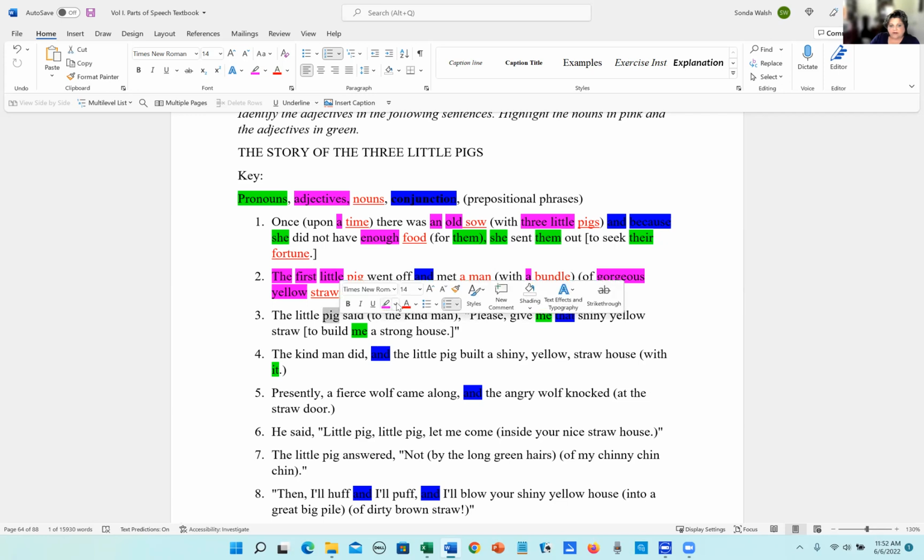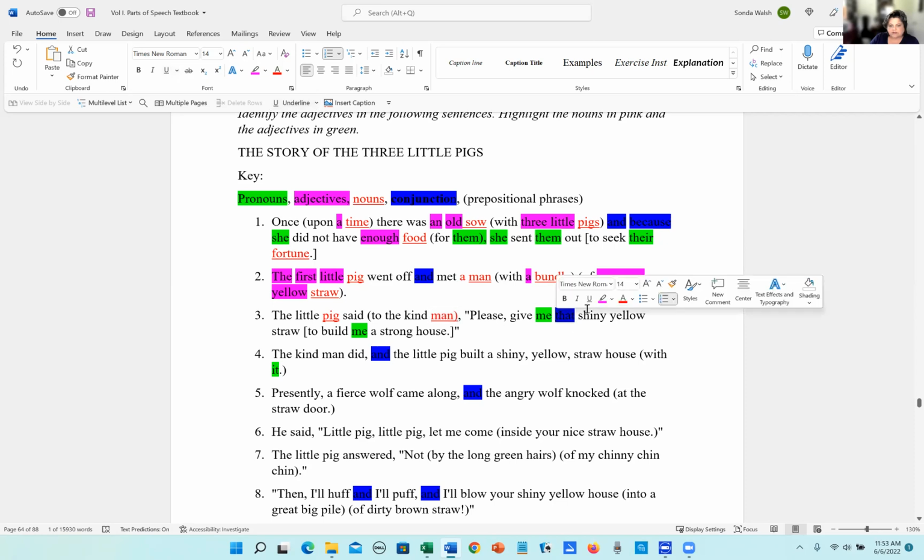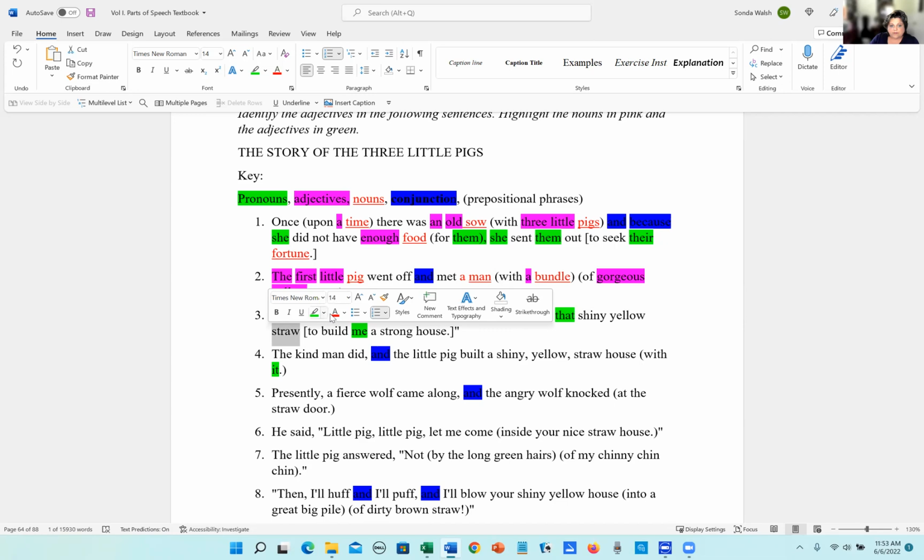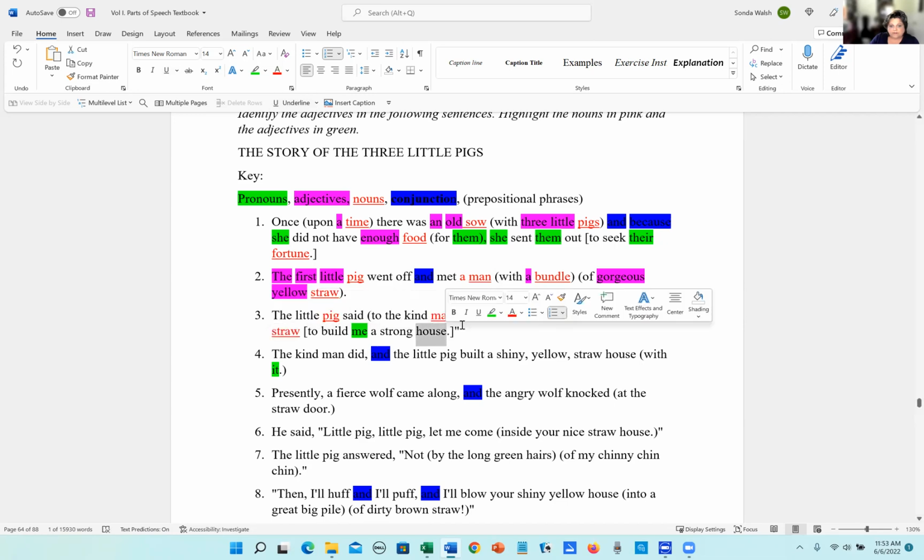Let's go to number 3 and identify our nouns. So pig is a noun, and man is a noun. We've already said me is a pronoun. That is a relative pronoun. Oh, I said relative. I made that a conjunction. That's a relative pronoun. Okay. Straw is a noun. And house is a noun.